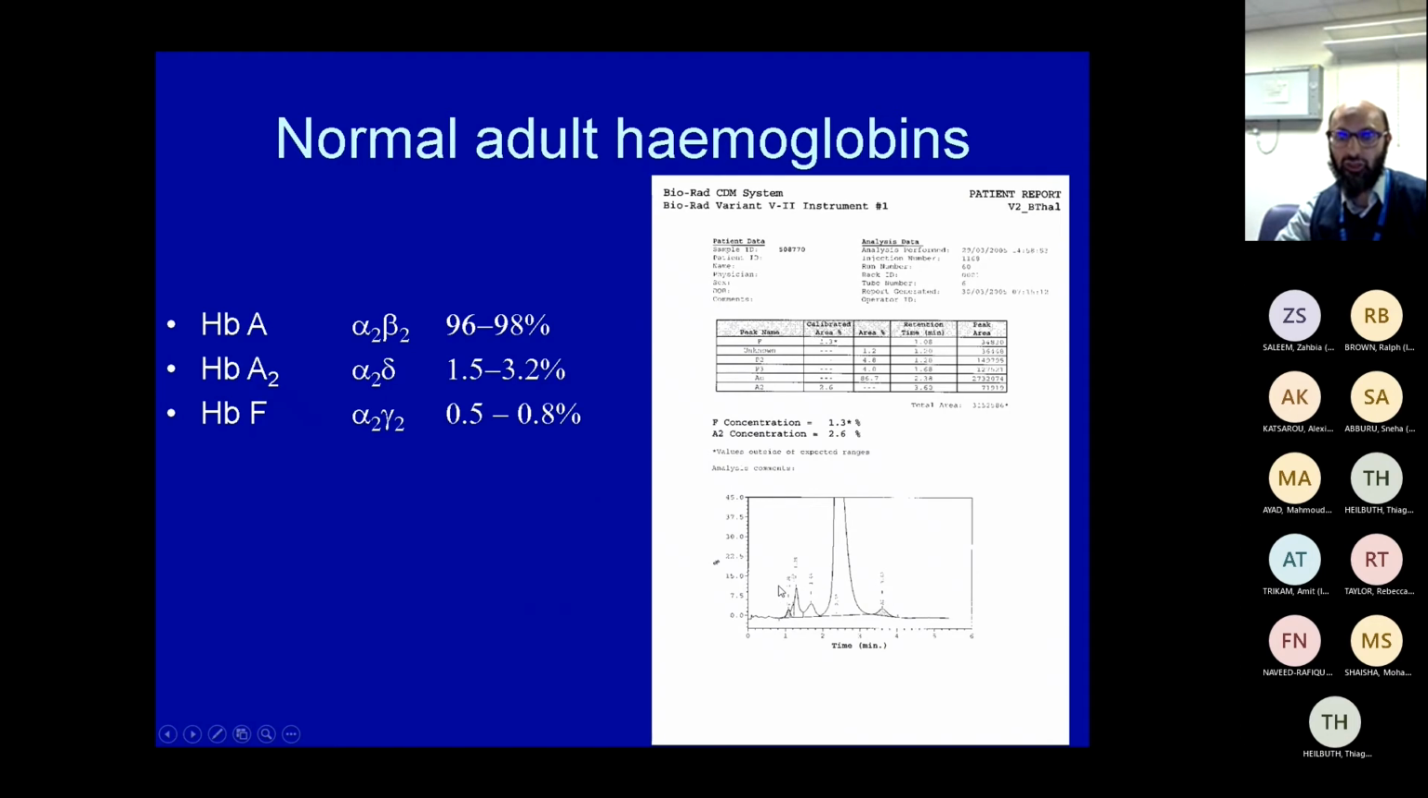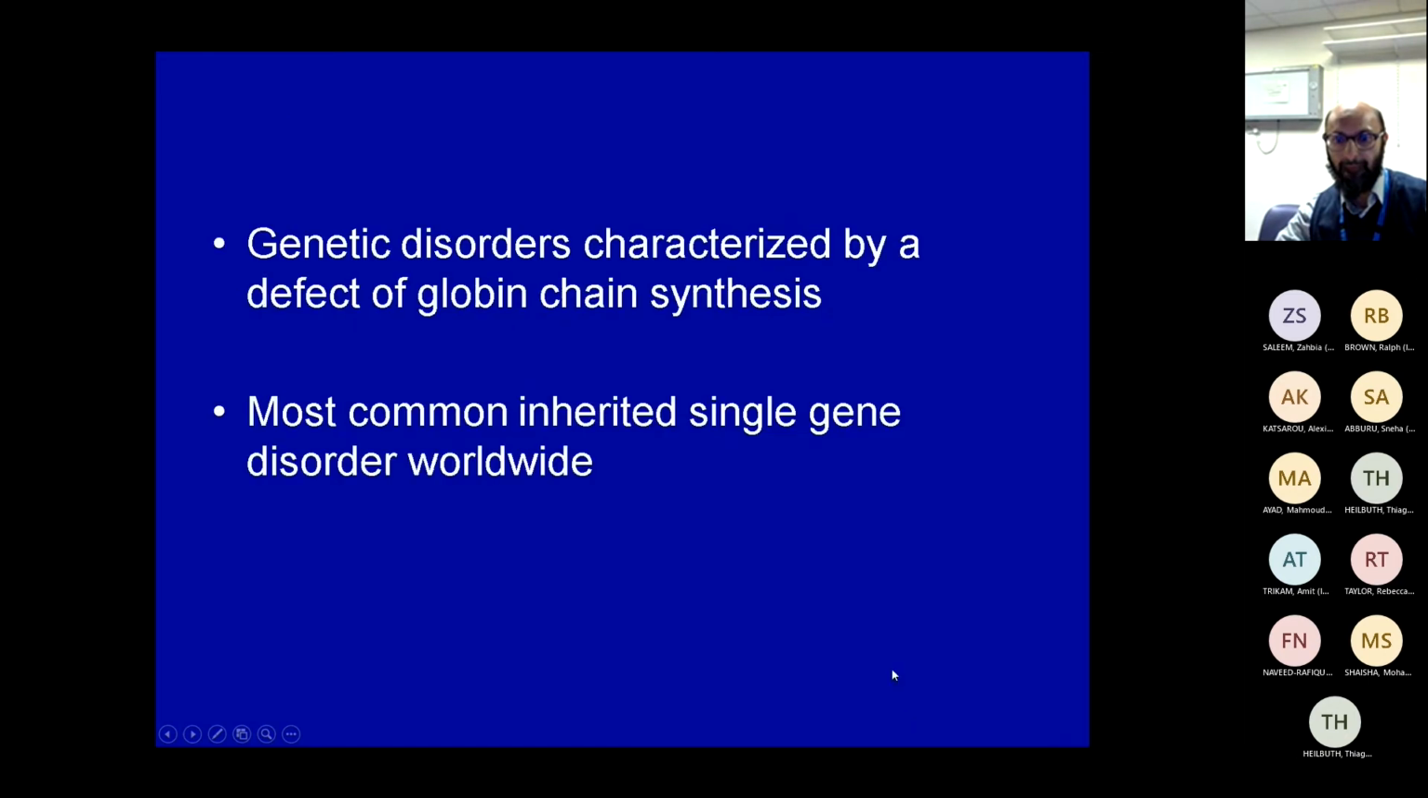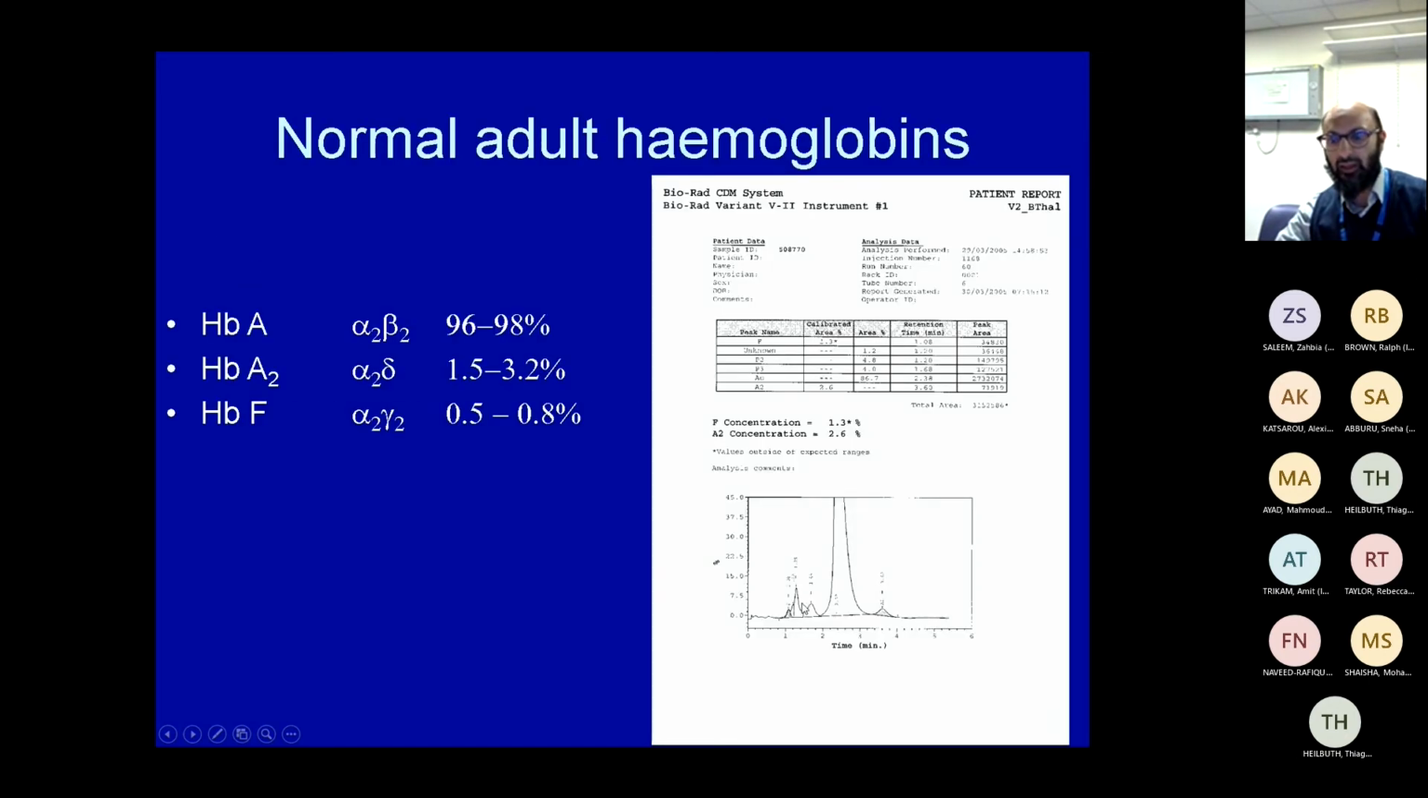And here is an HPLC plot showing the normal hemoglobins expected in adults. So the major peak here corresponds to hemoglobin A. This peak here corresponds to hemoglobin A2, and here hemoglobin F, or fetal hemoglobin. And these other peaks here are likely to represent glycosylated hemoglobin A.